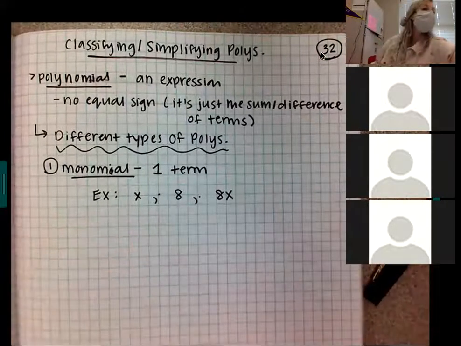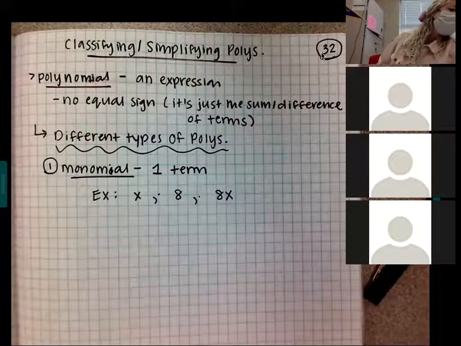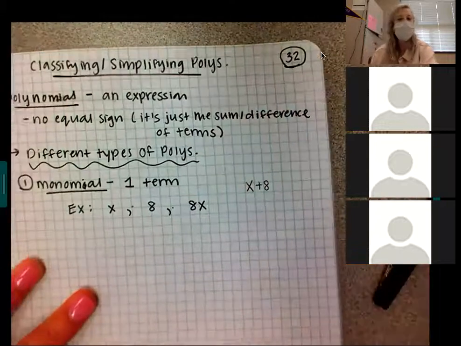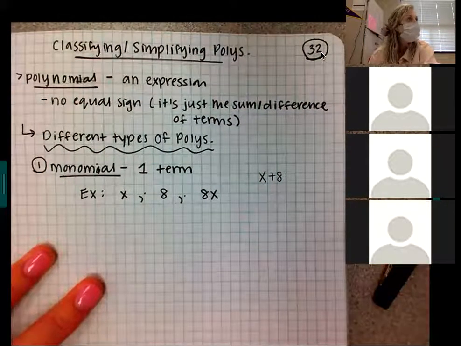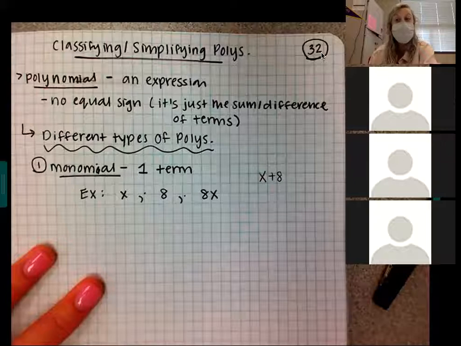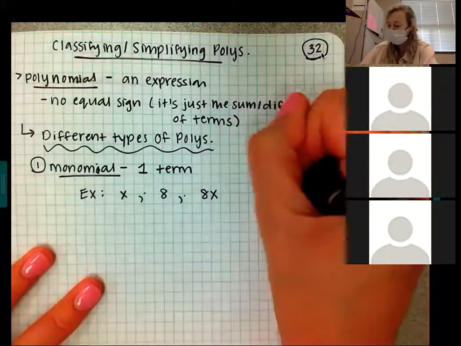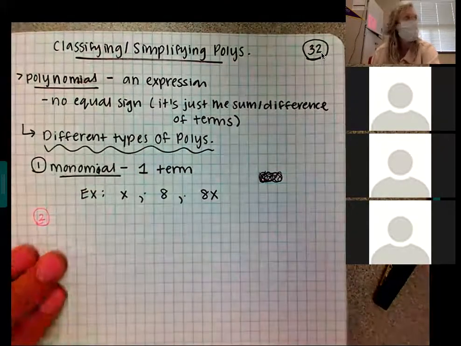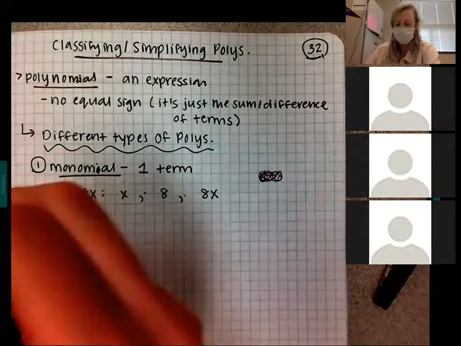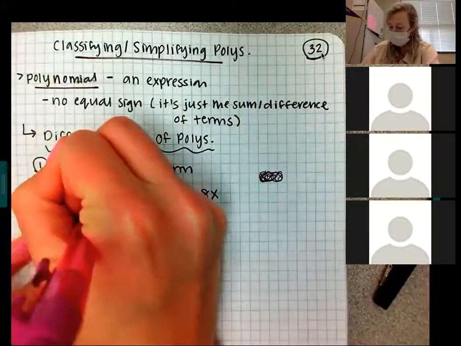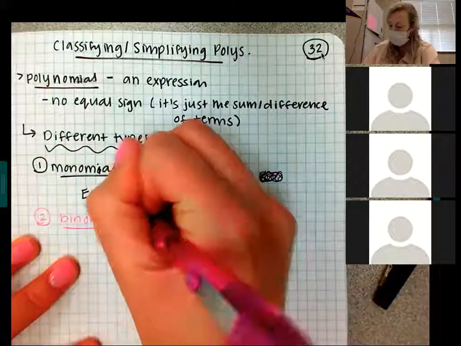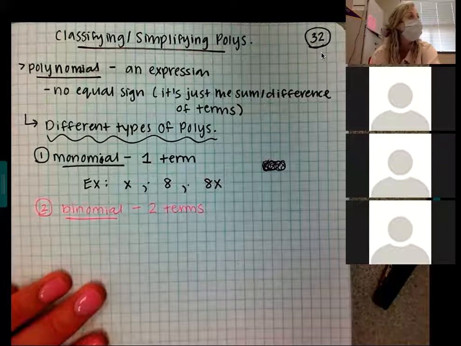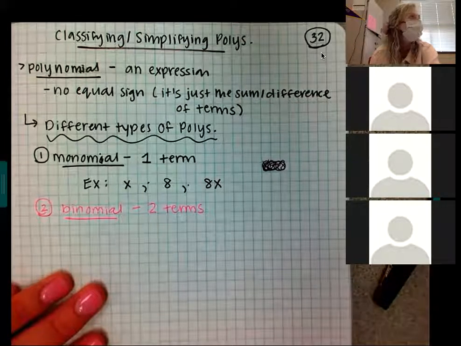What if, don't write this, I'm just asking you a question. What if I wrote down x plus 8? How many terms is that? Good, 2. So that leads us into our next one. That's not a monomial. What do y'all think we call a polynomial with 2 terms? Oh my God, y'all are smart. Some of y'all looked at your vocab sheet. Good job, y'all. A binomial is a polynomial with 2 terms. Think about a bicycle. A bicycle has how many wheels? 2.